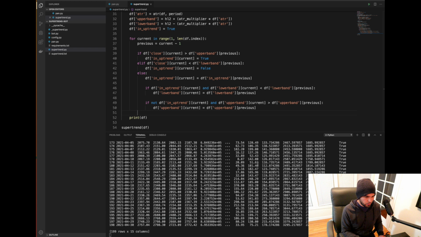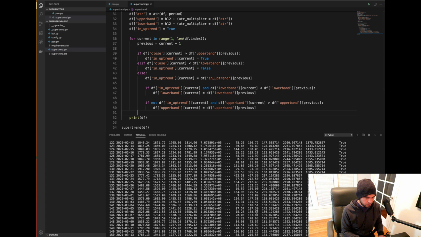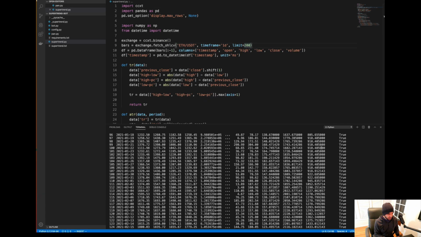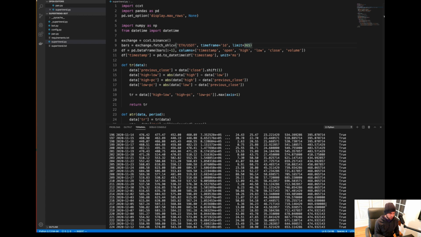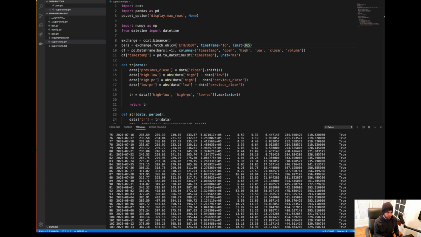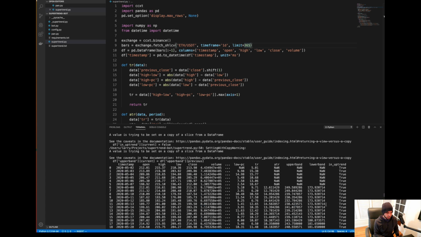So I'm going to run this again, and I'm going to need a little bit more than 200 days. I'm going to get 300. Let's get a year's worth of data, and I'll run this. And if I run it, you'll see we get 365 days of data. And let's look at some of these buy and sell signals.